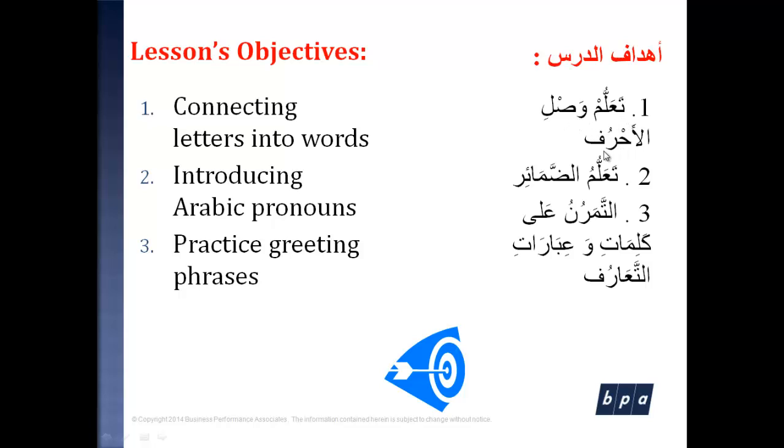تعلم وصل الأحرف, learning how to connect وصل الأحرف, the letters. تعلم الضمائر, study and learn of pronouns. التمرن على كلمات وعبارات التعارف. Exercise or practice على كلمات, the words, وعبارات, the expressions for greeting, التعارف.